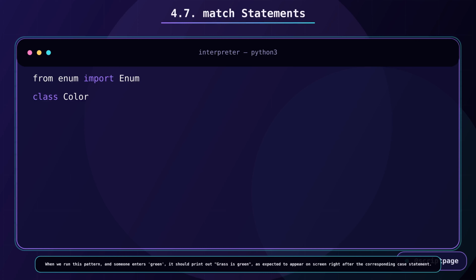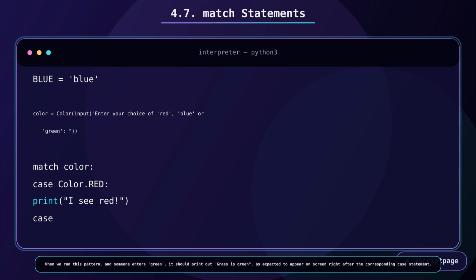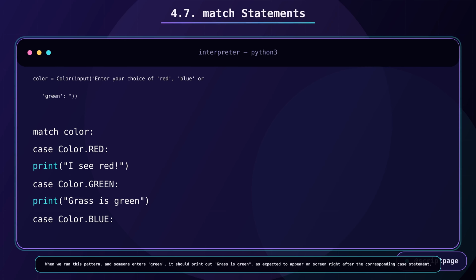When we run this pattern and someone enters green, it should print out grass is green, as expected to appear on screen right after the corresponding case statement.